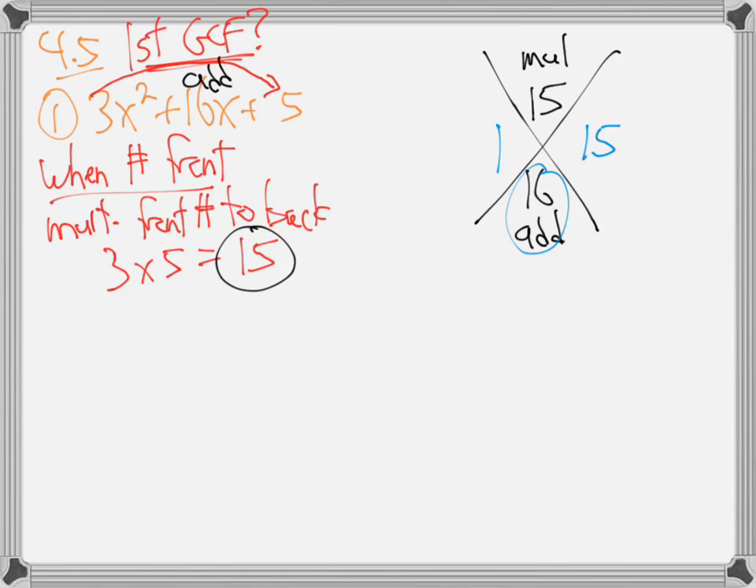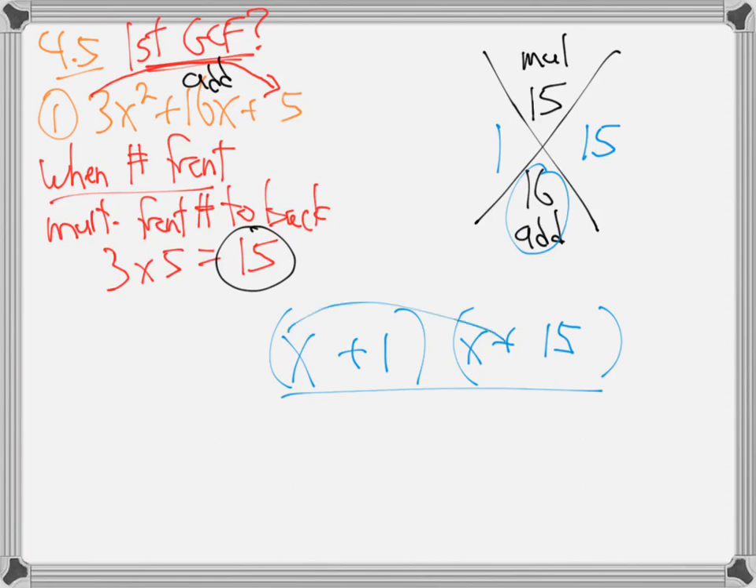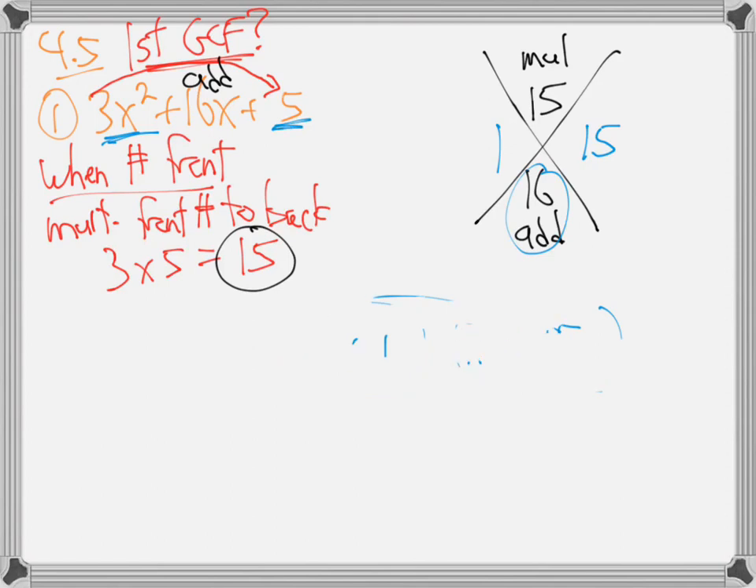Okay, now it's not simply, because you might think, okay, good, I got it, I'm done. Just put the 2 parentheses, x plus 1, x plus 15. Don't write this down, this is wrong. No, that can't be right, huh? Because if you FOIL that, that's not going to go back to 3x squared. It's not going to make 5 at the back. That's not right, but it's close. We just have a little bit of tinkering to do.